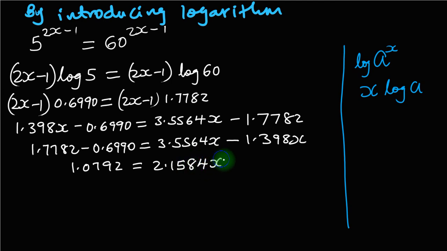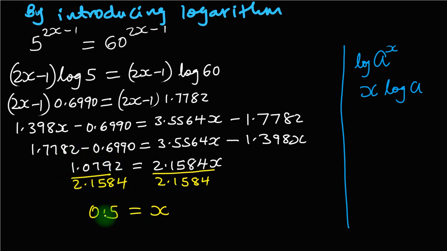2.1584x. Then we are going to divide through by 2.1584, and also divide by 2.1584. Therefore, x will be, if you divide this value, you will get 0.5, which is also the same as a half. Therefore, at the end of it all, the value of x is a half, or 0.5. That's how we do it by introducing logarithm.